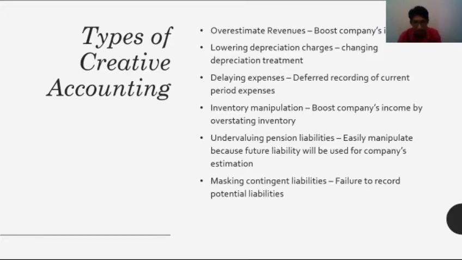Okay, so the third one is delaying expenses. The purpose of delaying expenses is to defer recording of current period expenses. And then inventory manipulations. The purpose of inventory manipulation is to boost company income by overstating the inventory. Then undervaluing pension liabilities. It is easy to manipulate because the future liability will be used for company estimations. And then masking contingent liabilities. So it will fail to record potential liabilities.